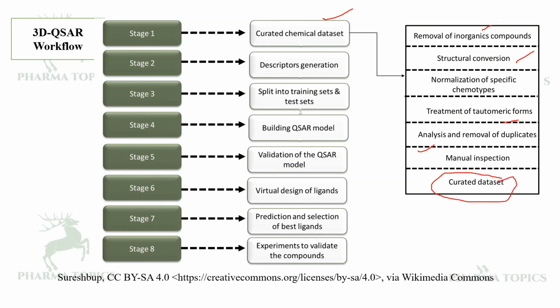For this data set, step 2 is generation of descriptors. It may be from 2D, 3D, 4D, or depending upon your requirement, you can go up to 6D molecular descriptors. Then in stage 3, you split the data into training set and test set. Then you build a QSAR model, and you validate the QSAR model in step 5. Then in stage 6, you can virtually design the ligands. Then prediction and selection of the best ligands is stage 7. And in stage 8, experiments validate these compounds, which confirms this model is a perfect model.